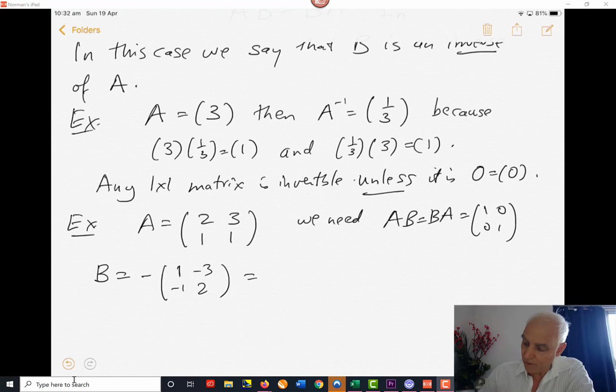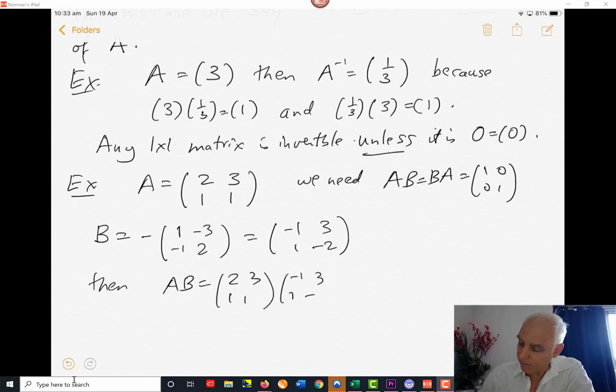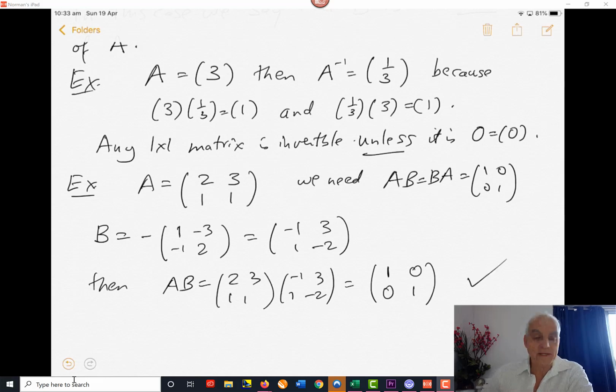minus 1, 3, 1, minus 2. Let me just write this down. Let's have a look at this matrix B. Then A times B equals 2, 3, 1, 1 times minus 1, 3, 1, minus 2. Let's do the multiplication. 2 times minus 1 plus 3 times 1 is 1. Below it, 1 times minus 1 plus 1 times 1 is 0. Over in the top, 2 times 3 plus 3 times minus 2 is 0. And 1 times 3 plus 1 times minus 2 is 1. Hooray! That is the identity.